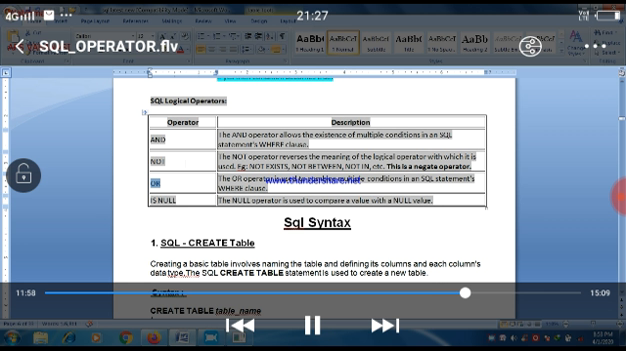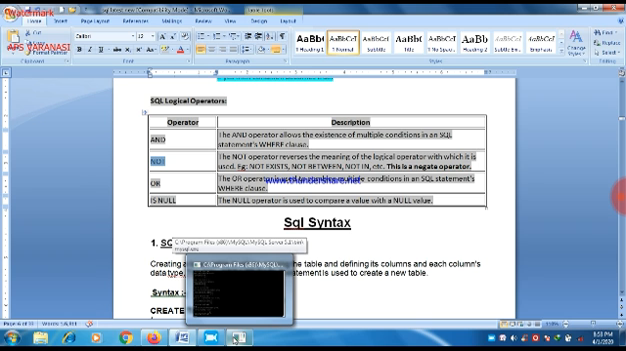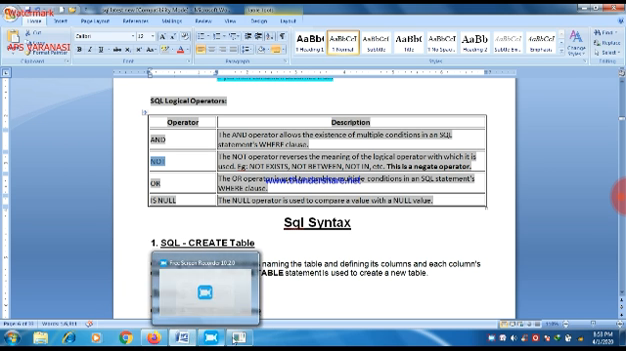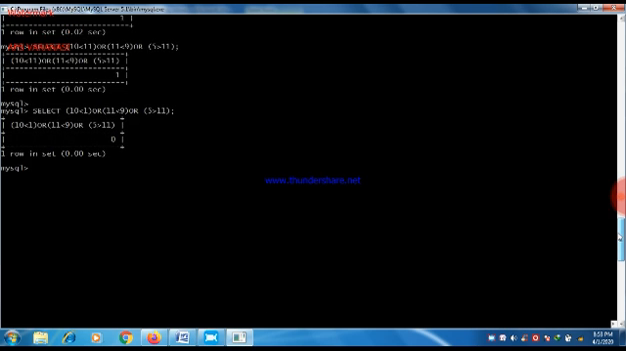These are the basic operators, and the last one is the not operator, which basically negates the value. Whatever the answer is, it just reverses it. If the answer is 0, using not, it will be 1. If the answer is 1, then using not, it will be 0. So it just negates the answer.